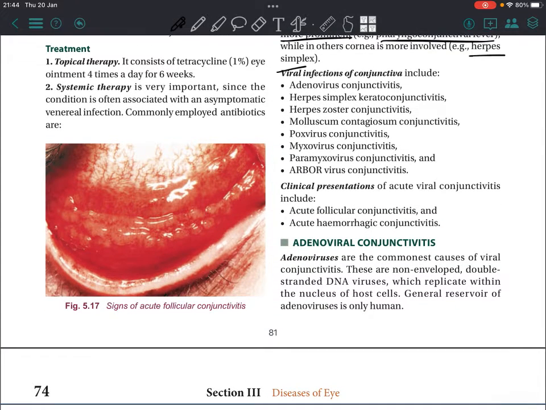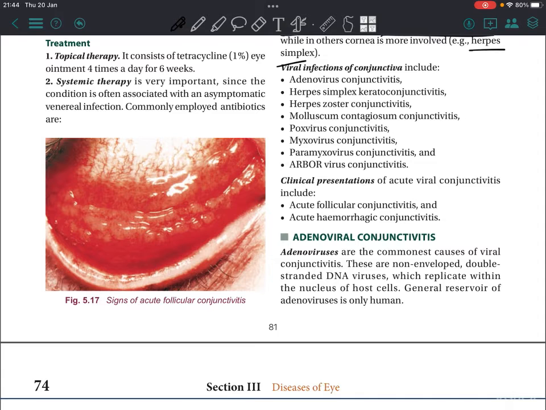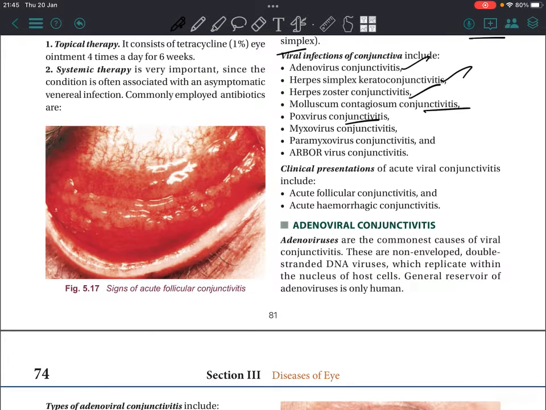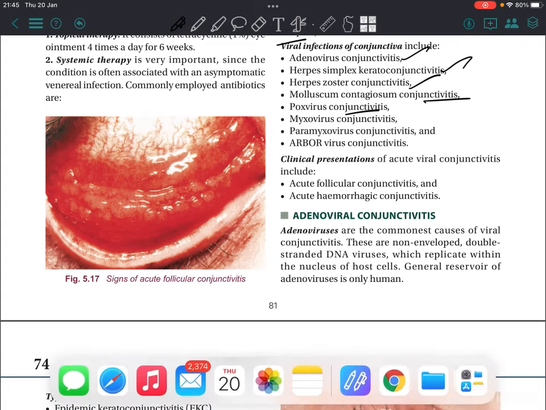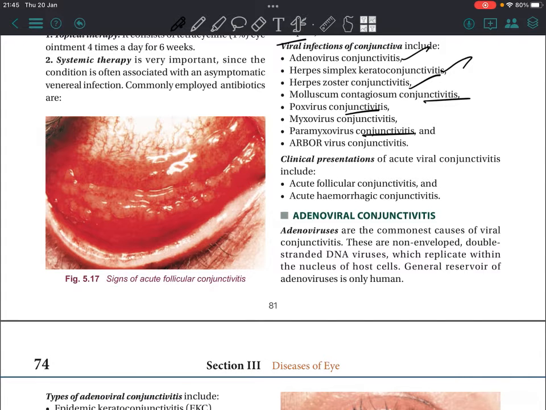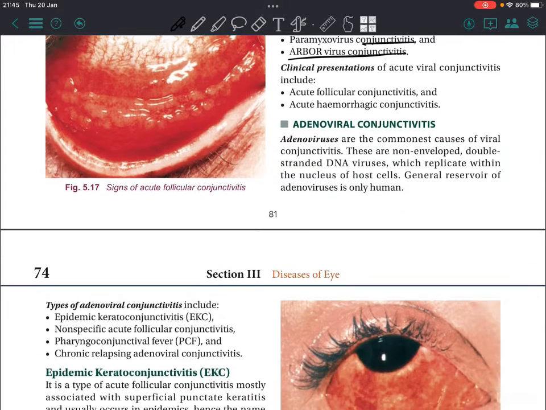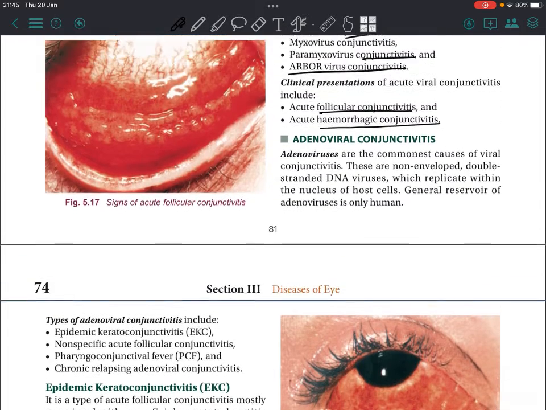Viral infections of the conjunctiva include adenoconjunctivitis, herpes simplex keratoconjunctivitis, herpes zoster conjunctivitis, molluscum contagiosum conjunctivitis, poxvirus conjunctivitis, myxovirus conjunctivitis, paramyxovirus conjunctivitis, arbovirus conjunctivitis. Clinical presentations of acute viral conjunctivitis include acute follicular conjunctivitis and acute hemorrhagic conjunctivitis.